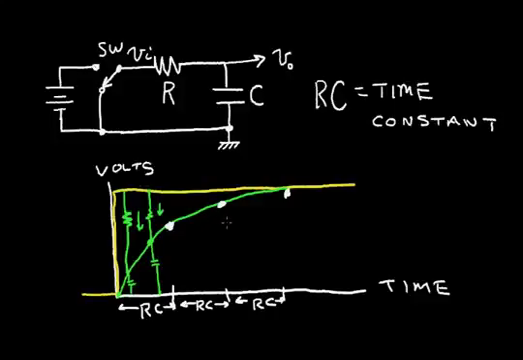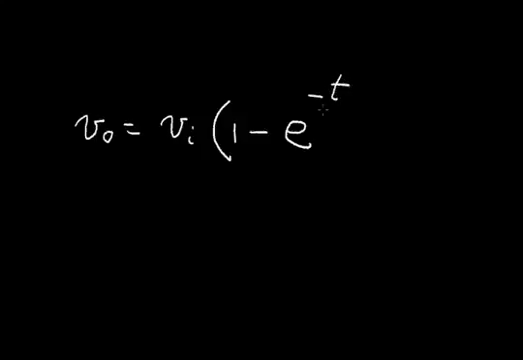We can write an equation for this Vout versus Vin. This is Vout, this is Vin, or VI. It turns out that the equation for the output voltage, Vout, is equal to the input voltage, VI, times 1 minus e to the minus t, for time, divided by the RC time constant, RC, close bracket.